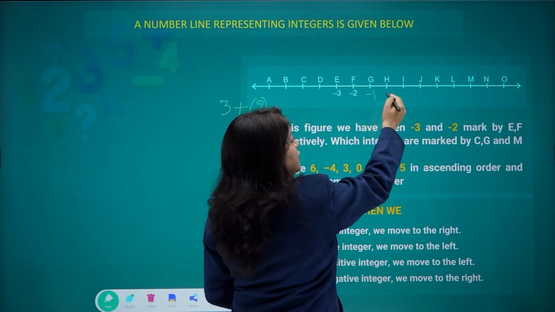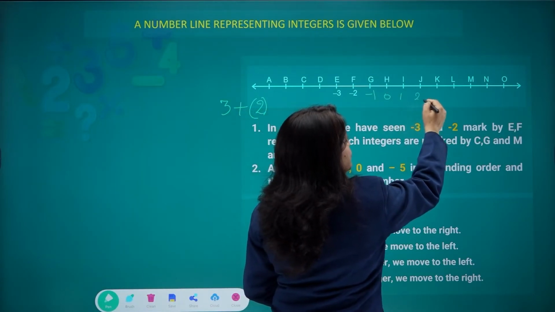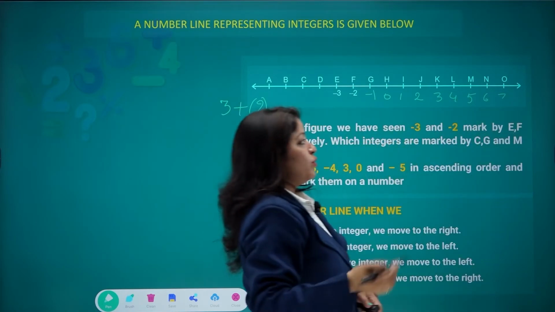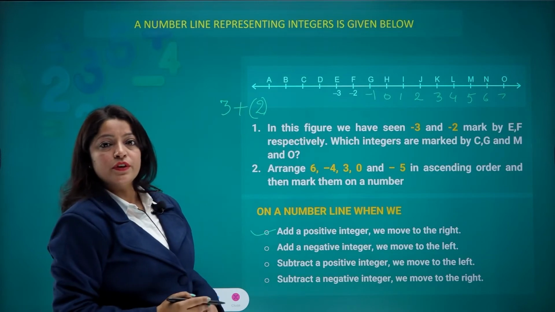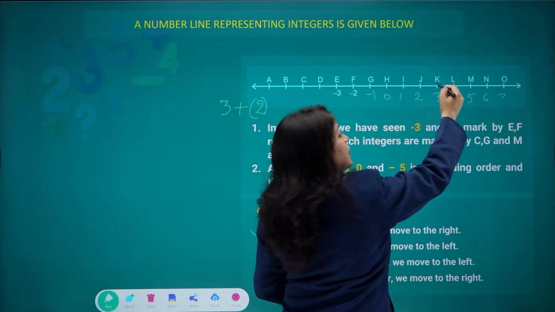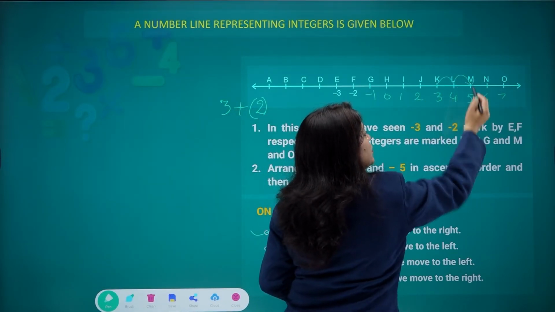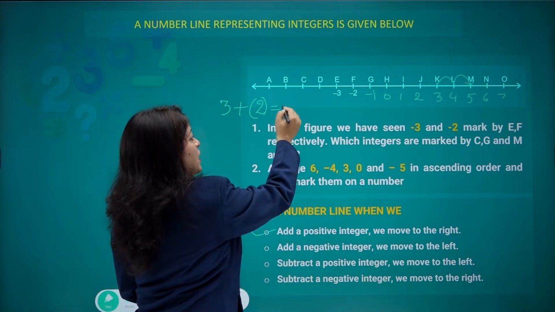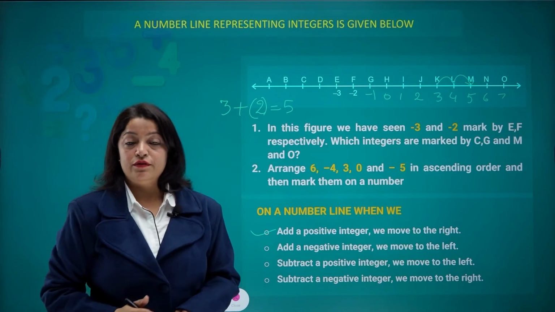So let me mark the numbers. This is 1, 2, 3, 4, 5, 6 and so on. So I have to add 2 to the number 3. So from 3, I'll see 1 and 2 steps to the right. That means finally I reached the point 5. So the answer should be here 5.